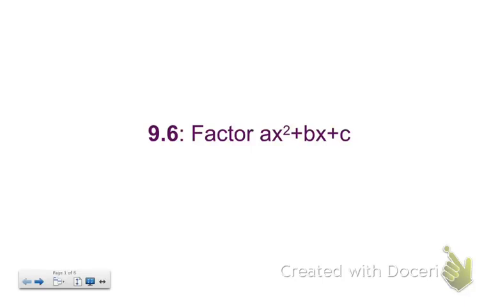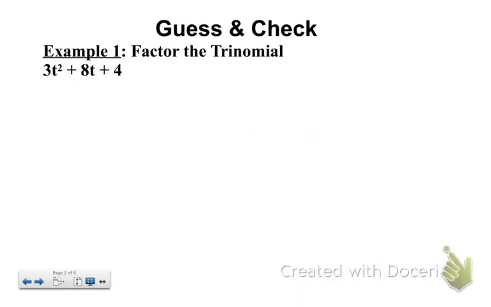This is section 9.6, where we are factoring polynomials or quadratics of the form ax squared plus bx plus c, and all that means is that the coefficient of the x squared term is going to be greater than 1. I'm going to show you 3 different ways to do it, and it's totally up to you which way makes the most sense. So the first way, the most basic, is just sort of guess and check.